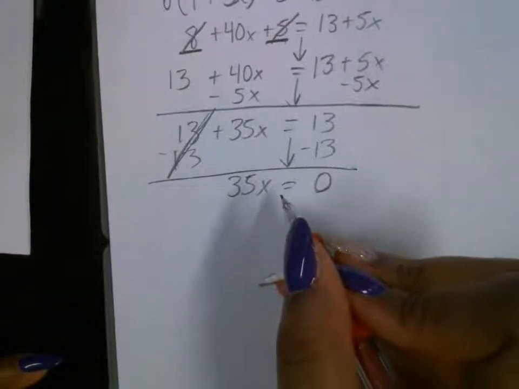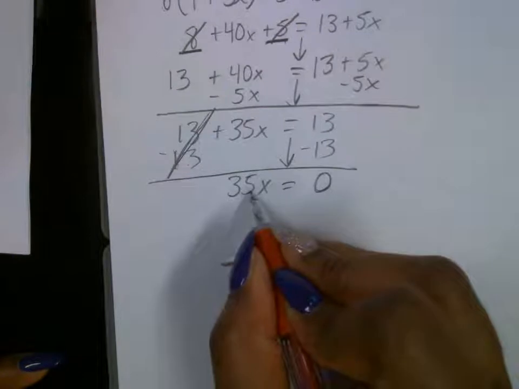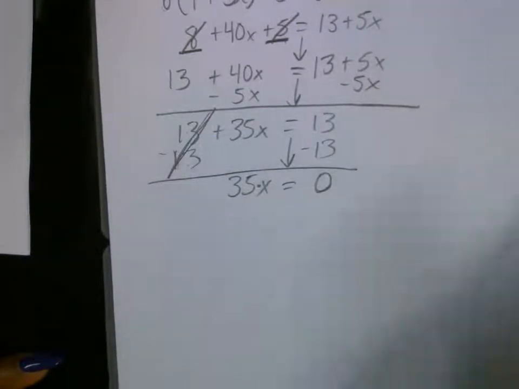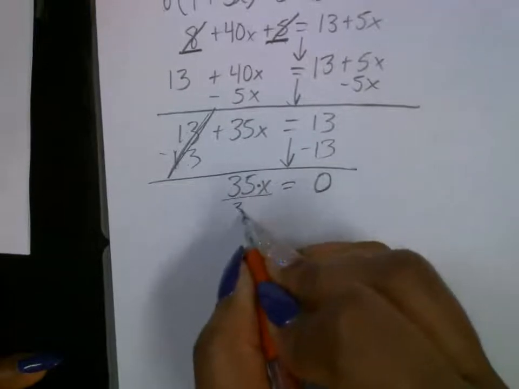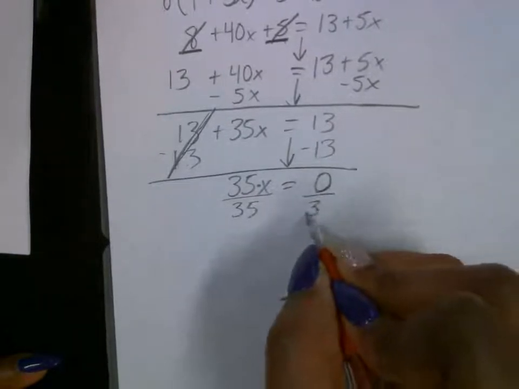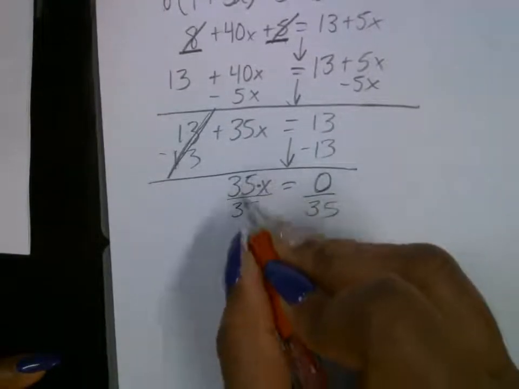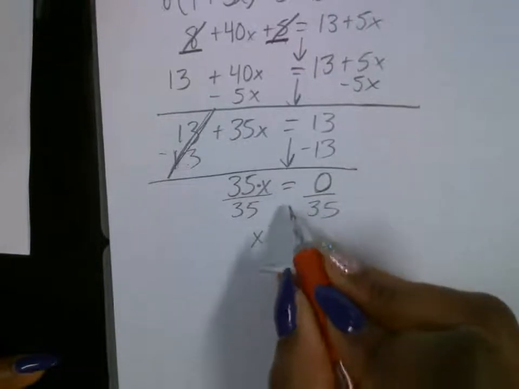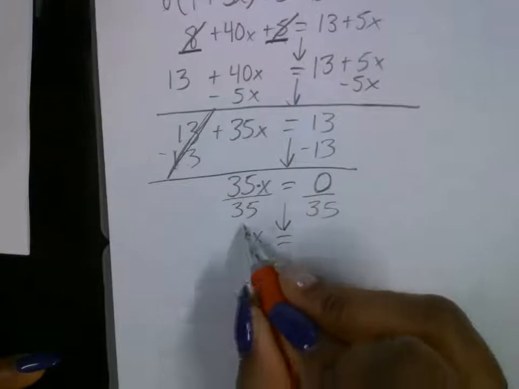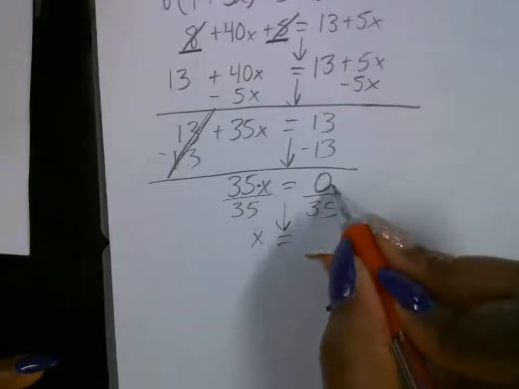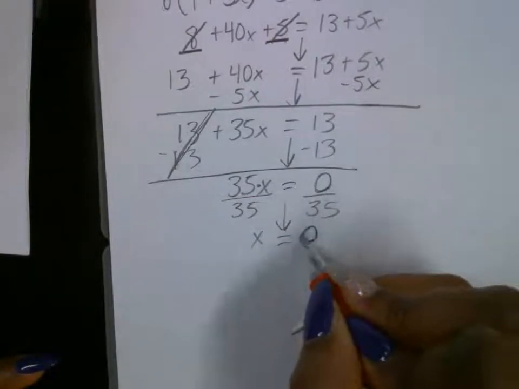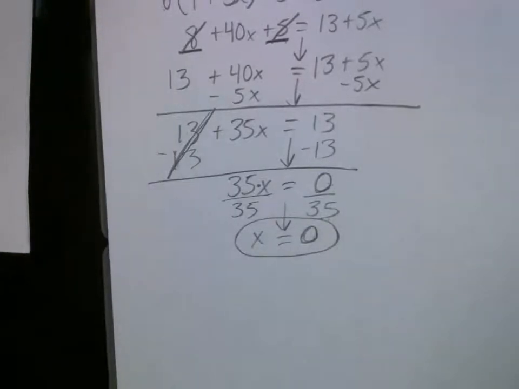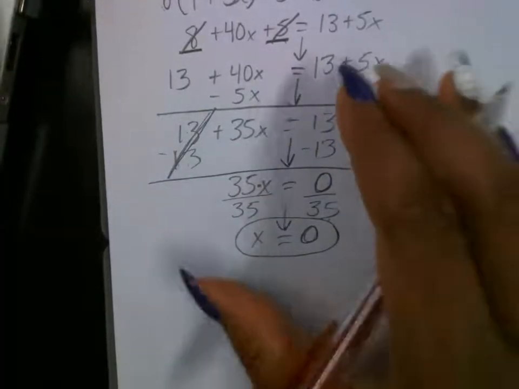All right, so here, in order to get rid of the 35 that's being multiplied to x, do the opposite of multiplication. That's division. So when we divide this side by 35, 35 goes into 35 one time, so that's 1x. You don't have to put the 1 in front. 0 divided by 35 is 0. 0 over any number is going to be 0. So my x here is 0. Okay? Please show your work.